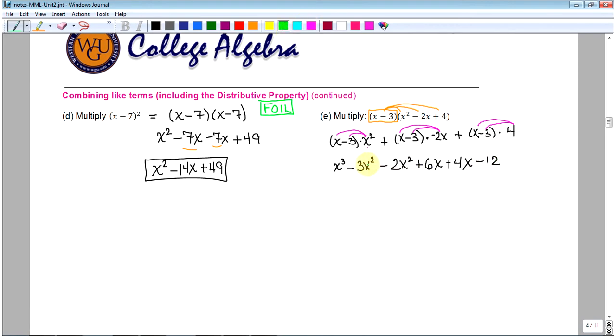So now we combine our like terms. So we have x squared, and then we also have our x's. So we keep our x cubed. Negative 3x squared minus 2x squared. We combine our coefficients to get a negative 5. Variable stays the same since we're just subtracting. 6x plus 4x will give us a 10x. And we have our constant minus 12 on the end. And that would be our simplified answer.